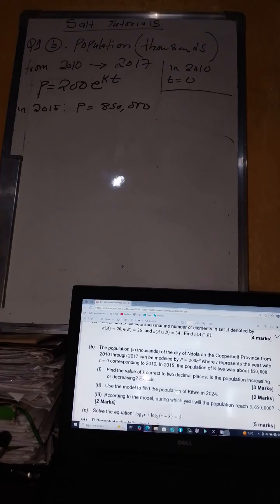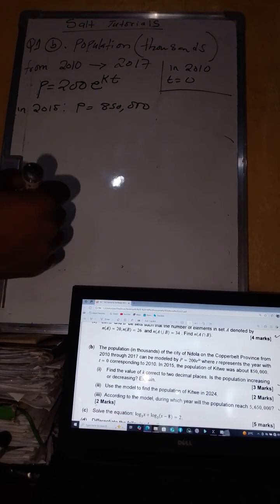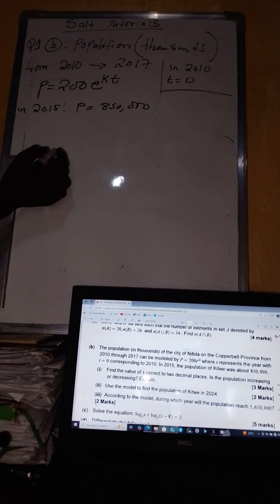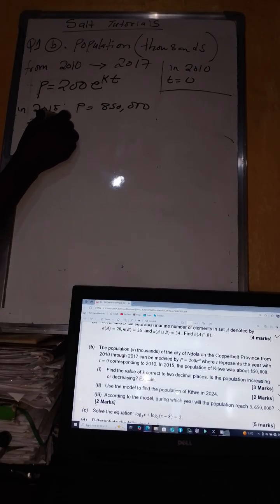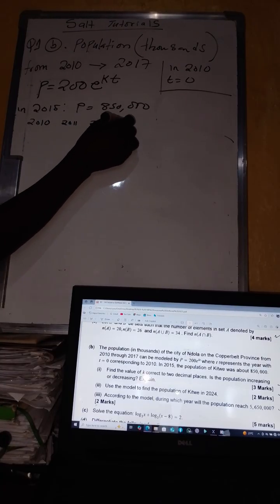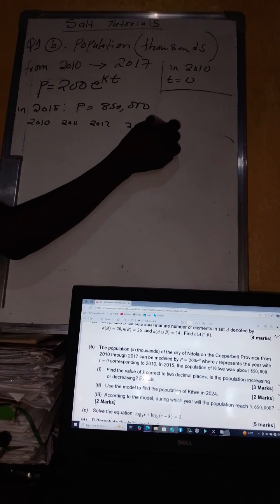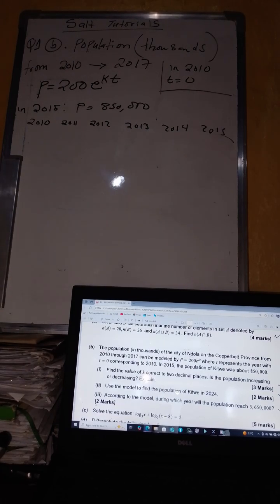So if 2010 is t equal to 0, it's more like our initial value, our launching point. So t equal to 0 in 2010, obviously in 2015, what is the value going to be? Let's say we're talking about, this is 2010, we can have 2011, we can have 2012, we can have 2013, we can have 2014, we can have 2015. Let's say if we were to break it in that manner.